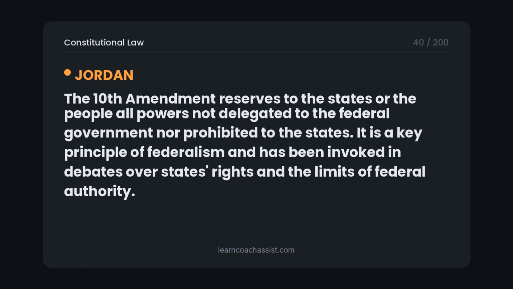What does the Tenth Amendment establish? The Tenth Amendment reserves to the states or the people all powers not delegated to the federal government nor prohibited to the states. It is a key principle of federalism and has been invoked in debates over states' rights and the limits of federal authority.